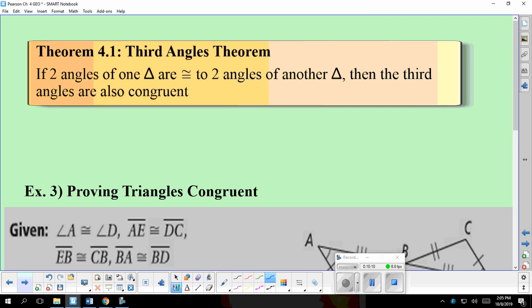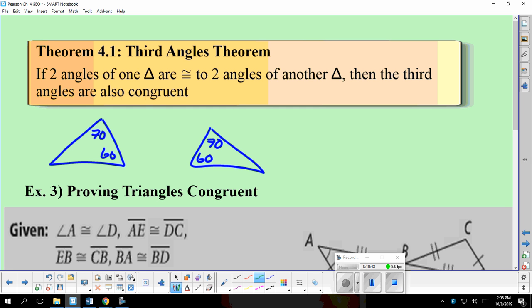Our third angle theorem: if two angles of one triangle are congruent to two angles of another triangle, then the third angles are congruent. Let's take, for example, this. What if I have a triangle where this is 70 degrees, and this is 60 degrees, and another triangle where this is 70 degrees, and this is 60 degrees? So I know that 70 is congruent to 70, and 60 is congruent to 60. How do I know that these third angles are going to be congruent?